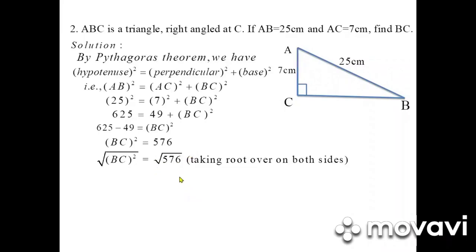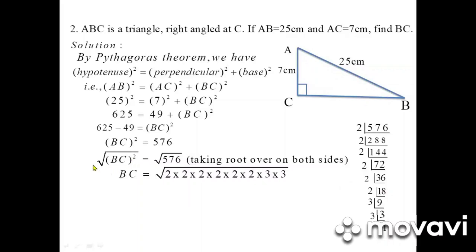root of 576. Here we have to find the square root of 576. By prime factorization, dividing 576 by 2, we get 288. 288 divided by 2, we get 144. 144 divided by 2, we get 72. 72 divided by 2, we get 36. 36 divided by 2, we get 18. 18 divided by 2, we get 9. Here 9 is divisible by 3. 3 divides 9, we get 3. Again, 3 divided by 3, we get 1. These are the prime factors of 576.